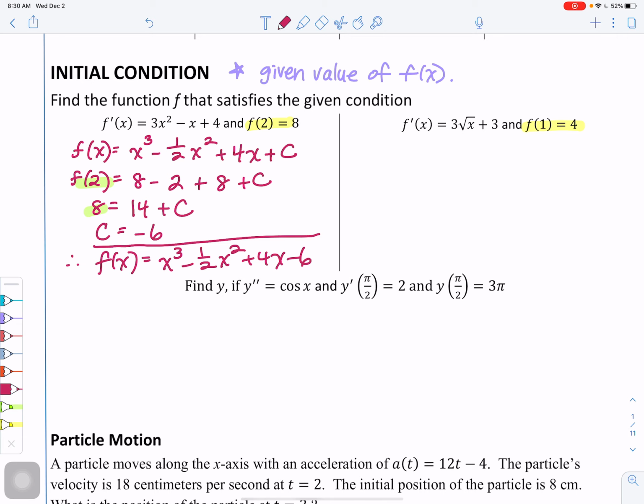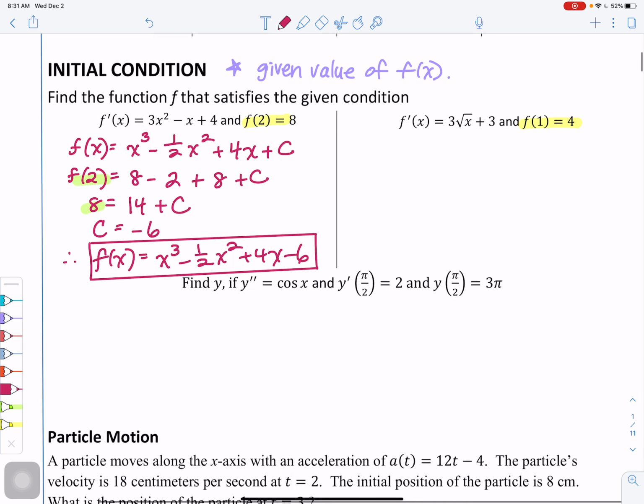And that is your final answer there, because you've given the original function f of x after someone gave you f prime of x. Let's try that again. Okay?